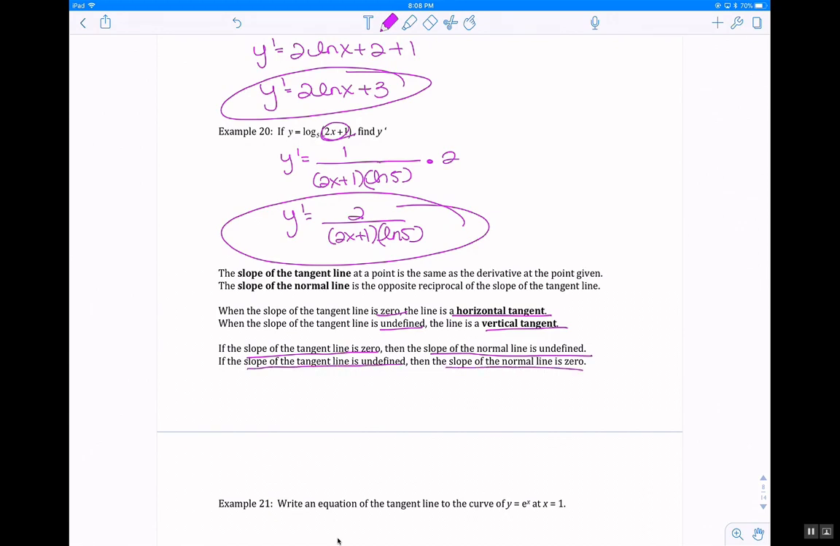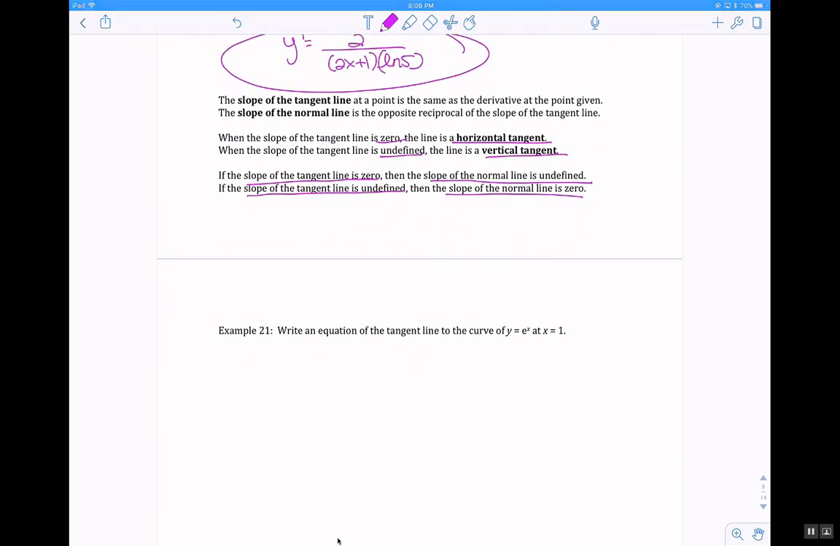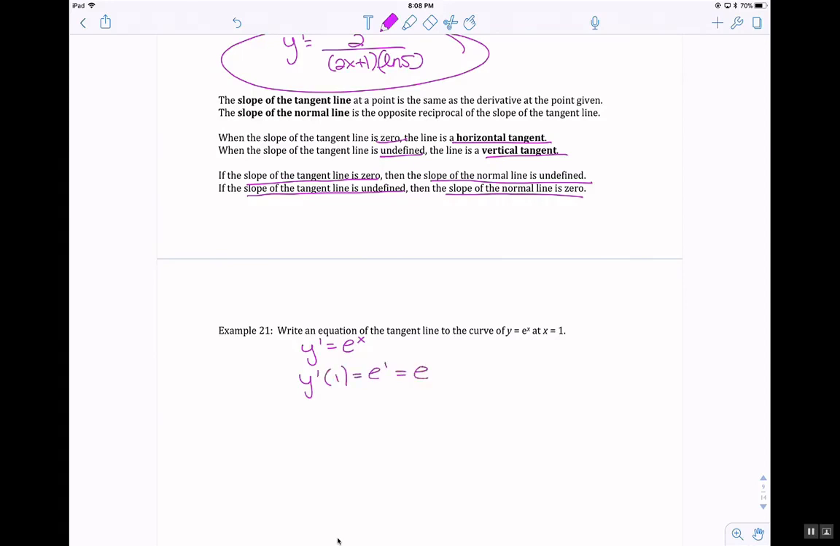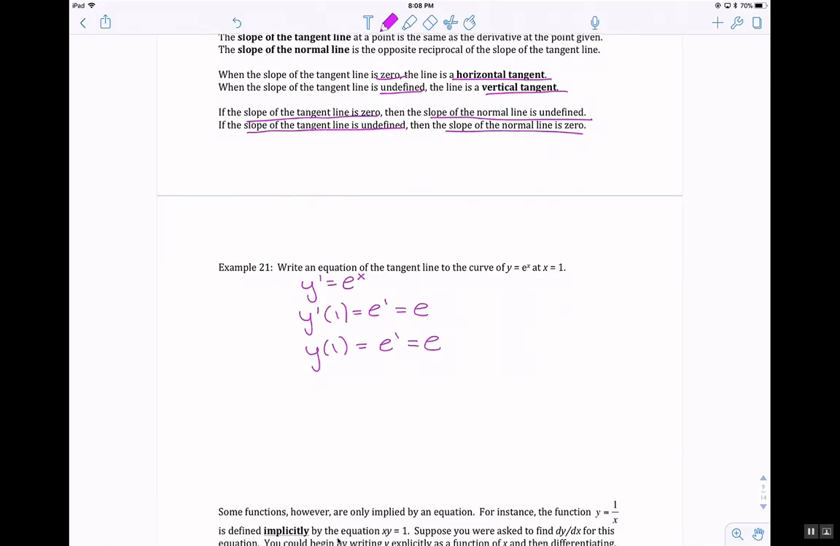So let's look at 21. Write the equation of the tangent line for this curve. Nobody likes e, so we'll do this one. Okay? Derivative of e is itself. So y prime of 1 is e to the first power, which is just e. Y of 1 is also e to the first power, which is also e. So the equation of the tangent line: y minus e is equal to e times x minus 1.